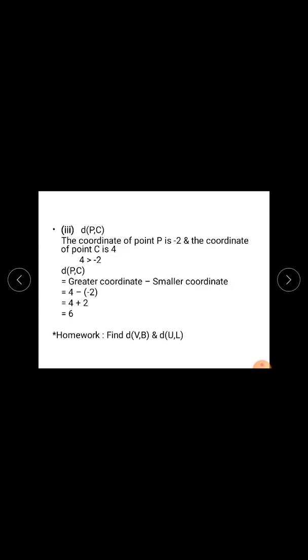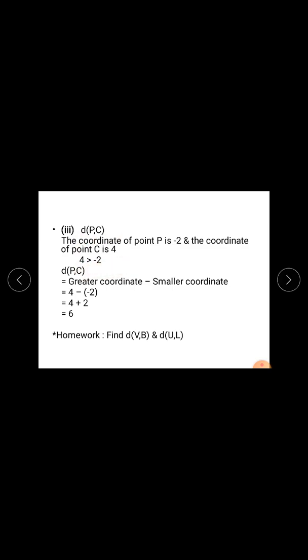Next you have to find distance PC. First write the coordinate of P and then the coordinate of C. The coordinate of point P is -2. It is given. And the coordinate of point C is 4. It is also given. Now compare. 4 is greater than -2.